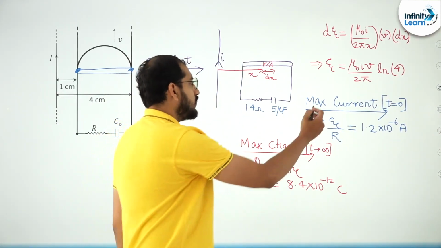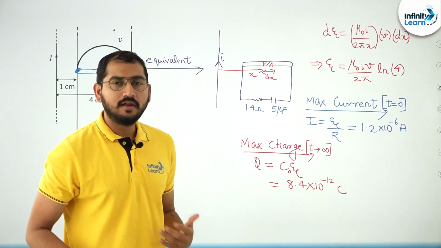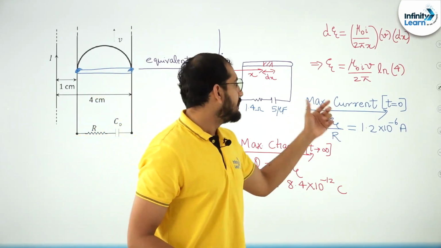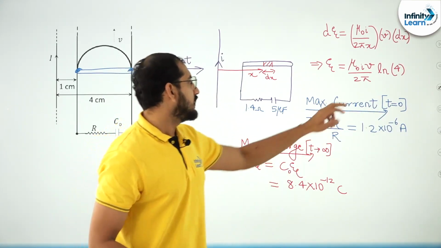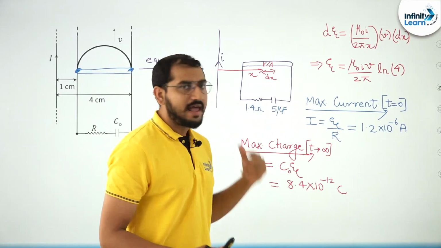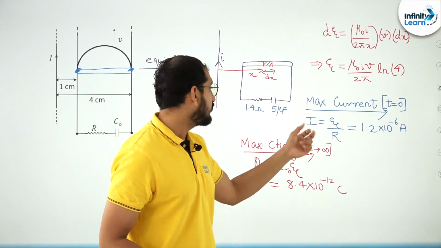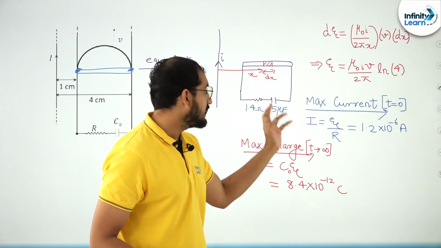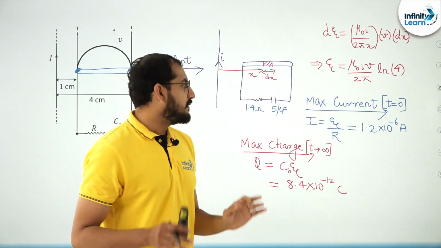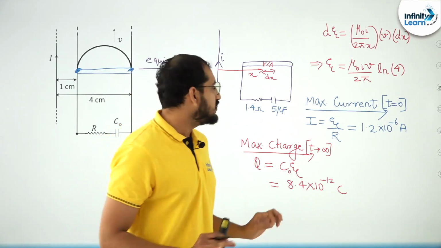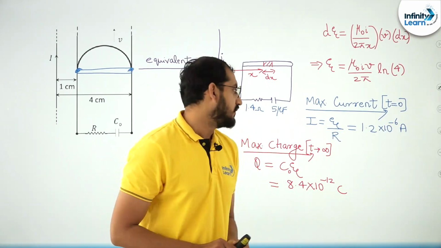Now, I need to calculate the maximum current and maximum charge. Since this is equivalent to the growth of an RC circuit, the maximum current takes place at t equal to 0, right? Initially this capacitor will act like a normal conducting wire. I can directly apply Ohm's law to get the value of current I in this circuit, that is EMF divided by resistance. Put in all the values and calmly do the calculation. You will get your final answer as 1.2 times 10 power minus 6 ampere, right?